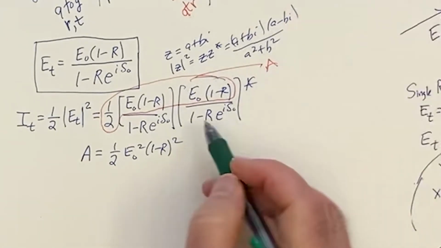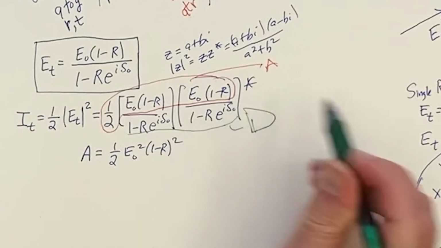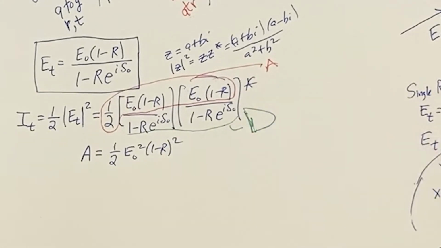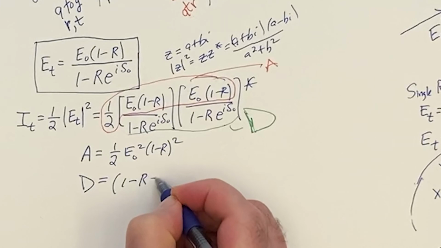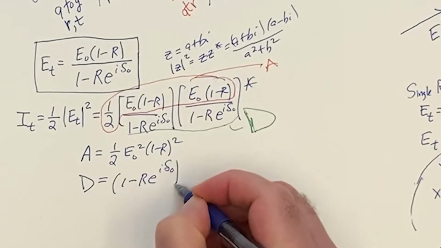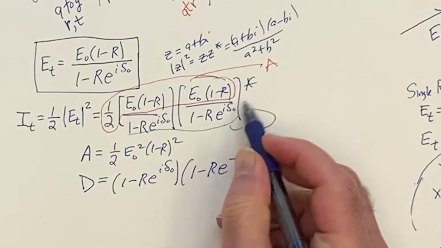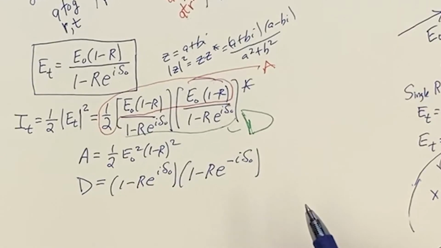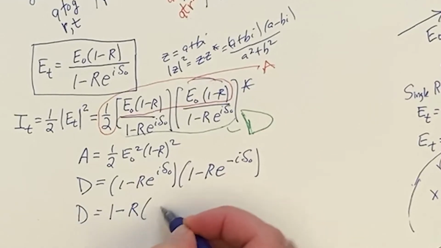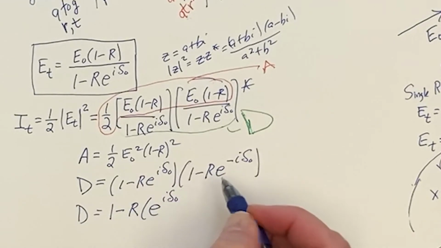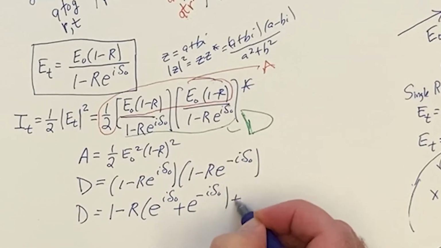And then what we'll do is we'll take this down in here, and we have to make sure we keep the star. We'll call that a D for denominator. So the denominator is then 1 minus R e to the I delta naught, 1 minus R e to the minus I delta naught, because that's when the star operates in there, the I has to change to negative I. So what is this? This is 1 minus R times the quantity e to the I delta naught plus e to the minus I delta naught plus R squared.